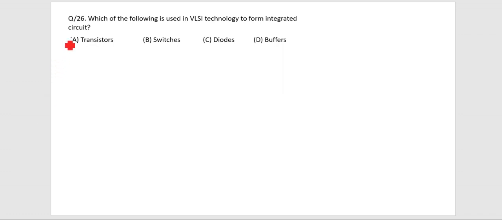Which of the following VLSI, very large scale integration.